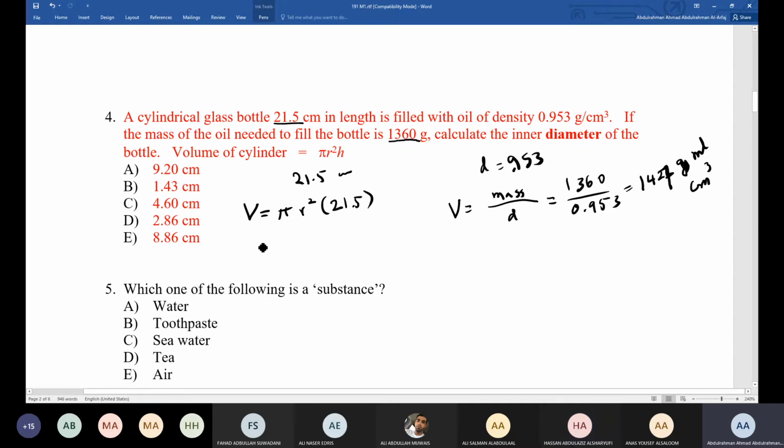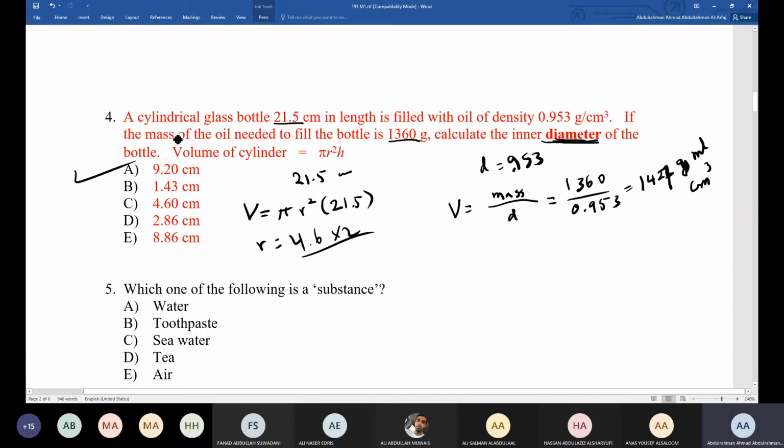Now, what's r? 4.59, 4.6. 4 point what? 6. Good. To get the diameter, not the radius but the diameter, multiply by 2. Multiply by 2. 9.2.